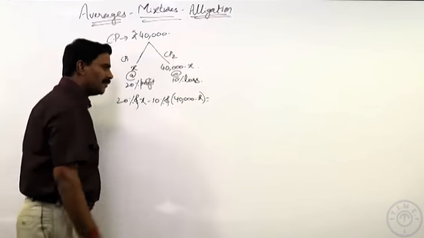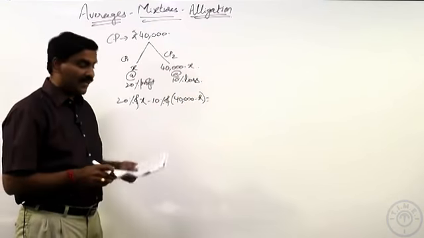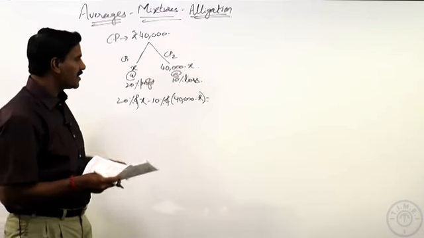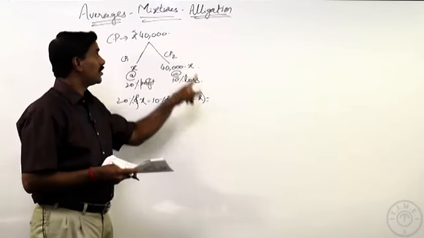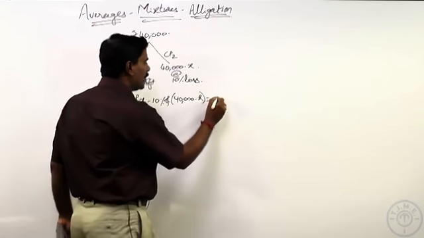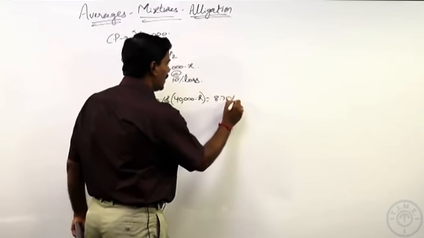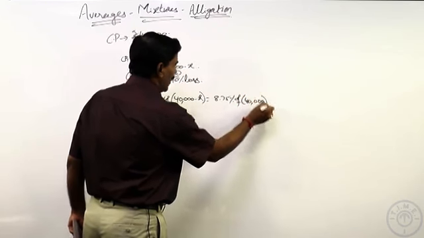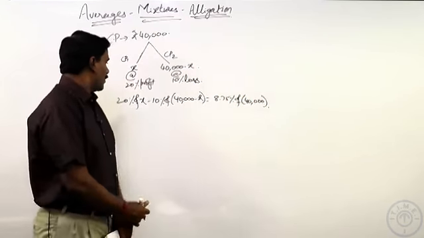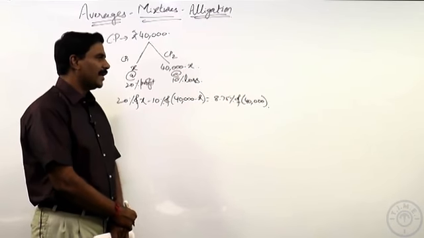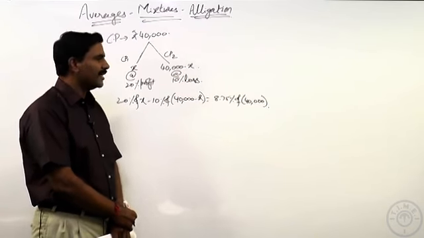should be equal to the overall profit or loss in the transaction, which is 8.75% of the overall cost price. The overall cost price we already know is 40,000 rupees. So it should be equal to 8.75% of 40,000 rupees. So the equation we have is 20% of x minus 10% of 40,000 minus x is equal to 8.75% of 40,000.